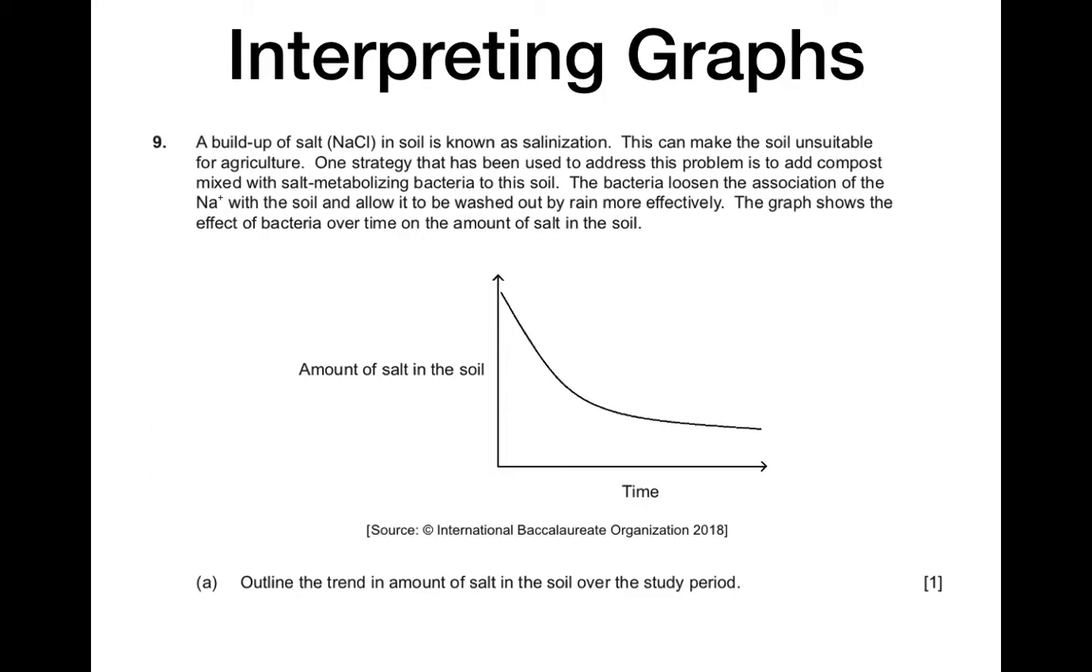Okay, another one, here we have a buildup of sodium chloride in the soil. So the question IB would ask is to outline the trend in the amount of salt. So here we have a negative correlation. As time increases, the amount of salt decreases.